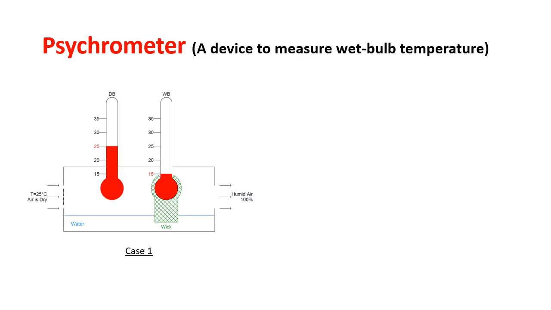A psychrometer is a fascinating instrument used to measure both dry bulb and wet bulb temperatures, giving us a clear picture of the air's moisture content. Let's delve into its workings with the help of two illustrations. In the first picture, imagine dry air at a temperature of 25 degrees Celsius entering a space where a wet bulb thermometer reads 15 degrees Celsius. This temperature difference occurs because the air isn't fully saturated with moisture and can absorb water from the wet bulb. As the water evaporates, it absorbs heat from the air, leading to a drop in the thermometer's reading.